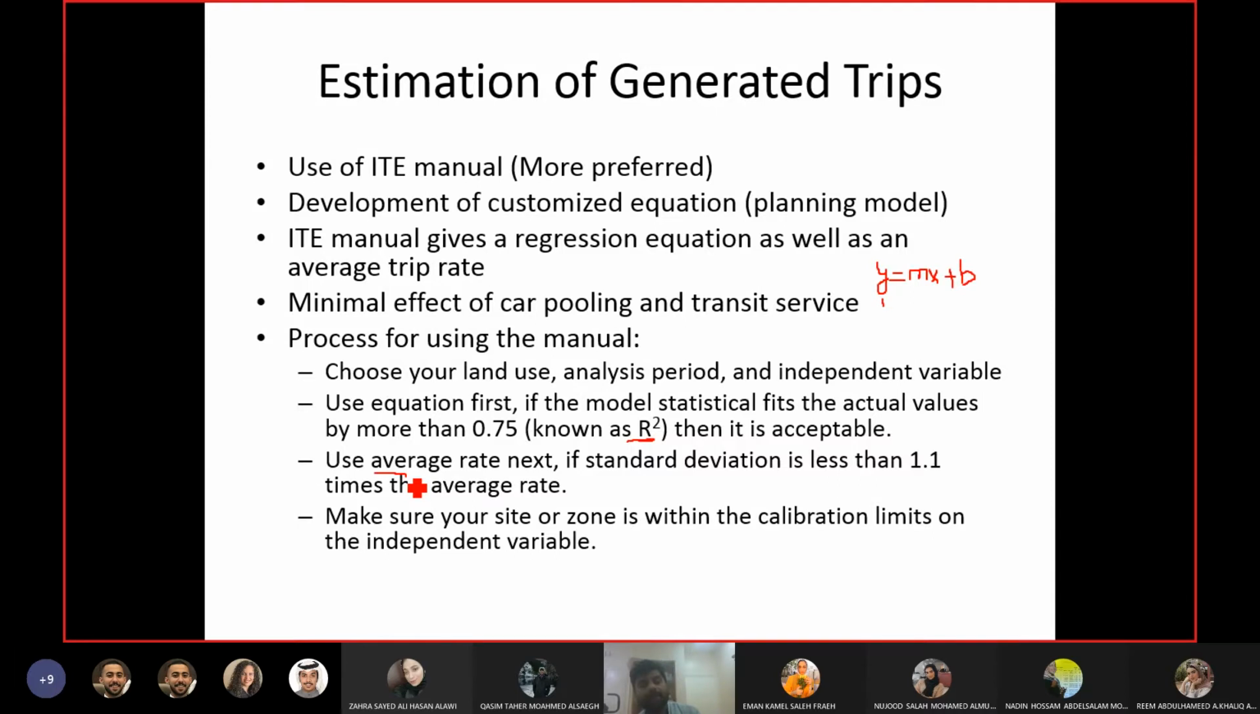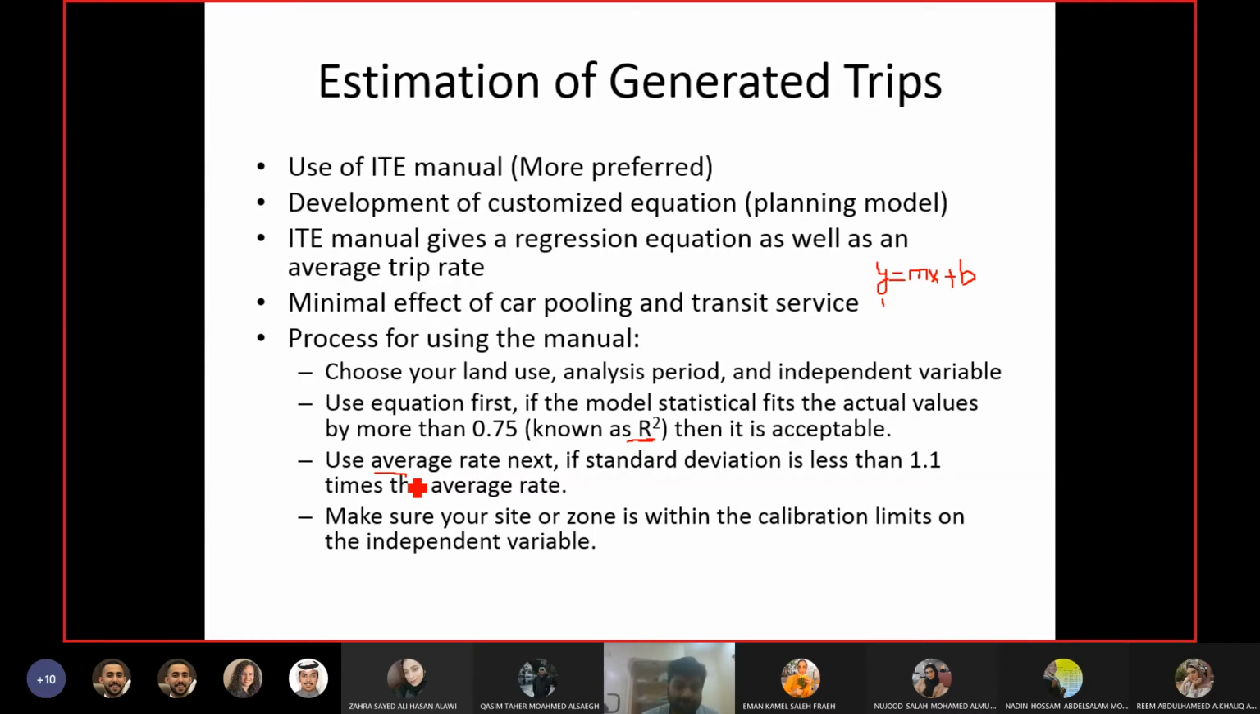Okay, so for example, they looked at 1,000 residential land use sites. From those sites, they calculated the number of trips and the size of the housing units, and then they calculated the trip rate for each housing unit, and then the average for all those sites. So if you have data, you can calculate the average, and you can calculate the standard deviation as well.